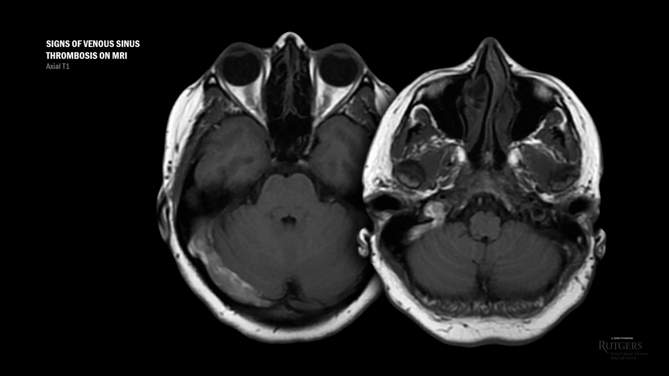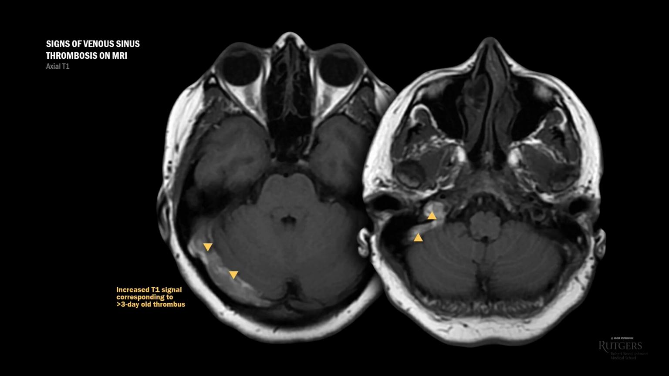Here's another example. Two axial T1 cuts from the same patient. What's the abnormality? Right transverse and right sigmoid sinuses are hyperintense. Again, methemoglobin is creating this bright signal, so this thrombus is approximately 3 to 14 days old.